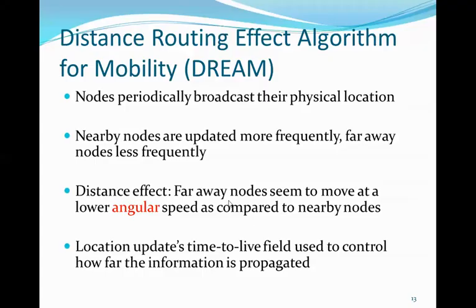So location updates use the time to live field to control how far the information is propagated. So it is very important that this protocol is using the TTL field as well, to decide how far this information will be propagated. It can be based on the number of hops. It can be based on the time.